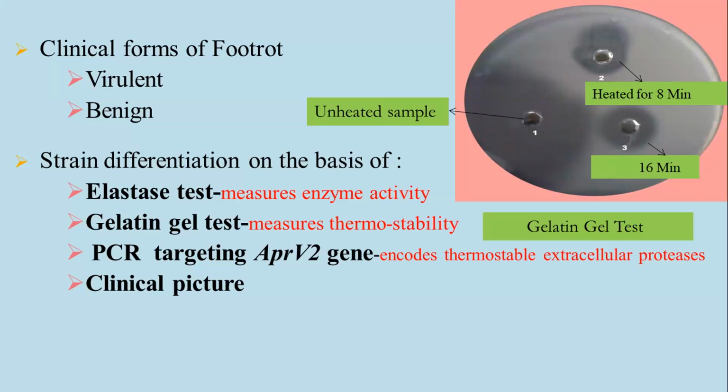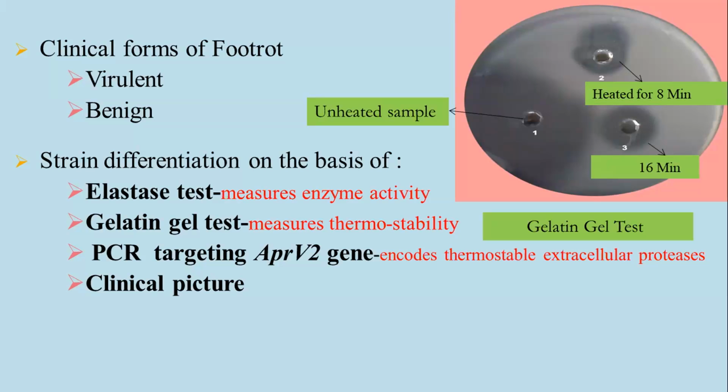The first test is the elastase test. This test measures the enzyme activity. Basically, these virulent strains of D. nodosus produce the enzyme elastase that digests the elastin. We have an elastin agar, a trypticase agar that contains elastin. If we inoculate the D. nodosus culture on the elastin agar, it will clear the elastin within 7 days, while the benign strains will not clear it even after 21 days. So by this, we can differentiate between virulent and benign strains, because virulent strains clear the elastin within 7 days.